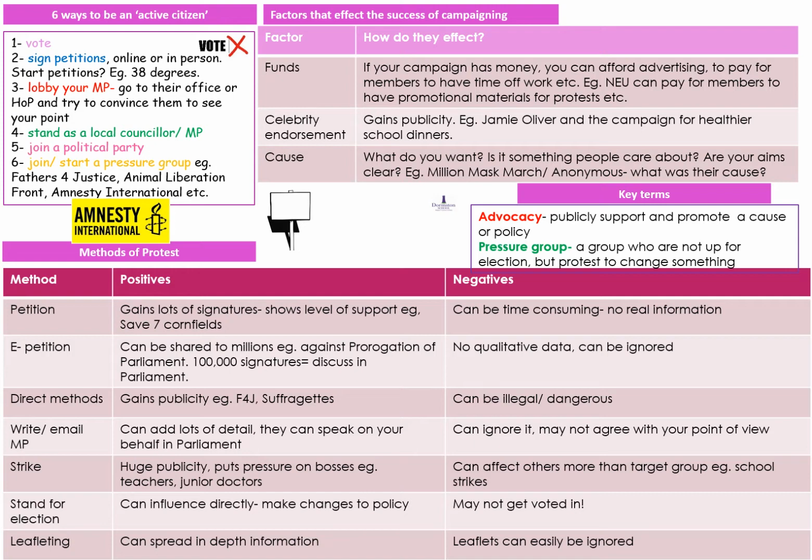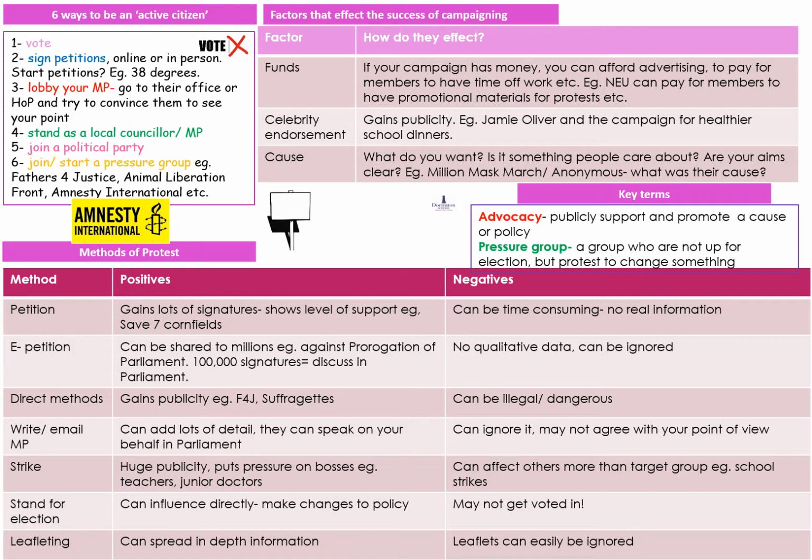If it's an established pressure group, something like Amnesty International, they've got rules, they've got boundaries, they work with the government. So you have to be careful with pressure groups. Yes, they're brilliant for taking part in democracy and they can make changes, but also they can go too far.